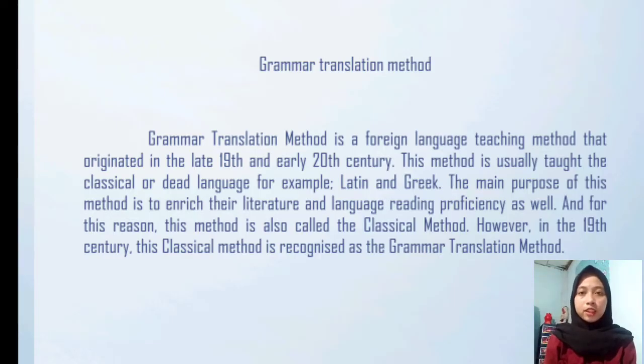The grammar translation method is a foreign language teaching method that originated in the late 19th and early 20th century. This method was usually used to teach classical languages, for example Latin and Greek. The main purpose of this method is to enrich their literature and language reading proficiency as well. For this reason, this method is also called the classical method. However, in the 19th century, this classical method became recognized as the grammar translation method.